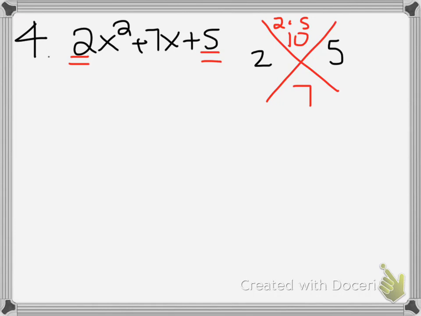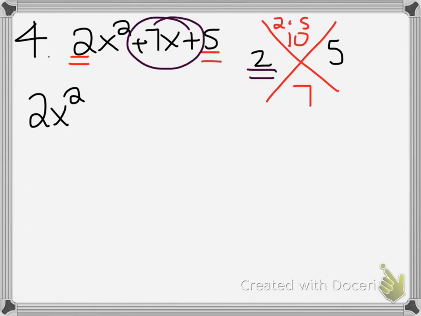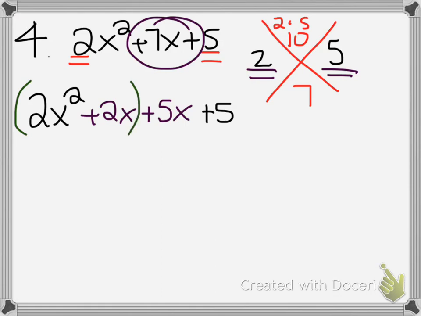So my first term, which is 2x squared, is going to remain the same. My middle term, which is 7x, I'm going to rewrite it using 2 and 5. So this is going to be plus 2x plus 5x. And my last guy stays the same, so plus 5. The reason why I can do this is, well, 2x plus 5x, still 7x. Once I'm done with that, I'm going to group in pairs.